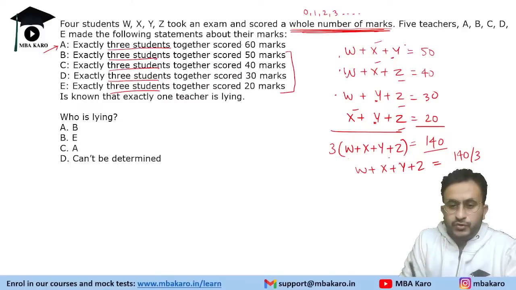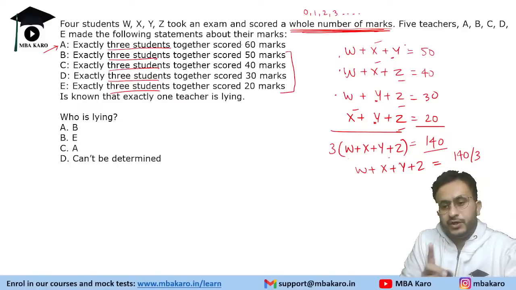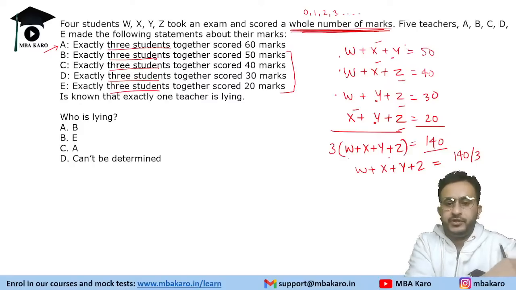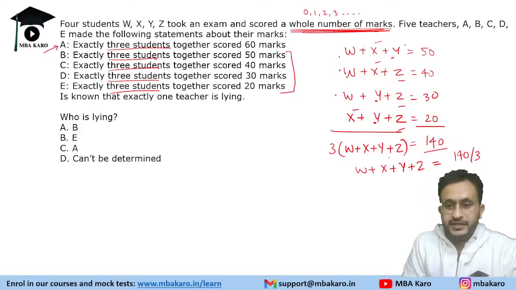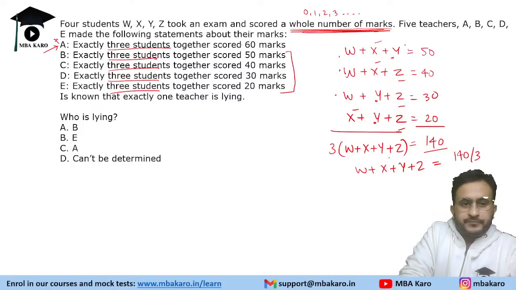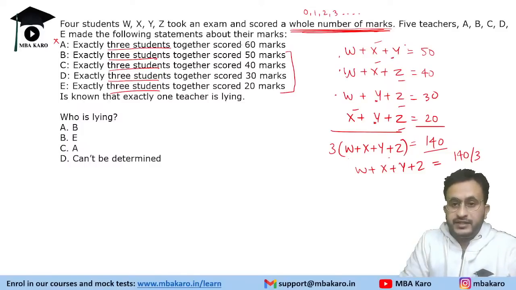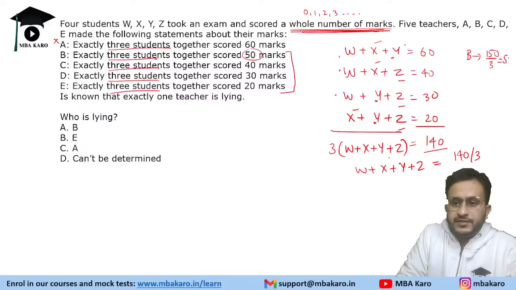So this is not possible, right? That means A is not lying, because the total is coming as 140 upon 3, which is a non-integer. The total should come as an integer, right? So A is not lying. Now we don't need to make all the equations. Let's think that if we take B here, suppose we say that B is lying, so it will become 60. So the value will become 150 by 3. If you take B as the liar, the total will be 150 by 3, which is 50, which is possible.